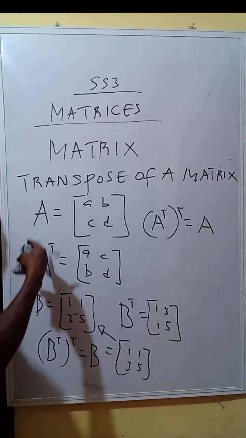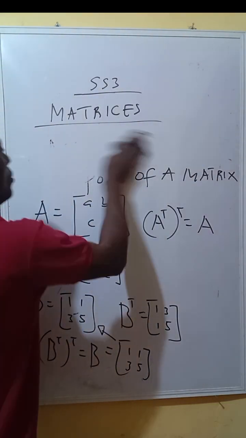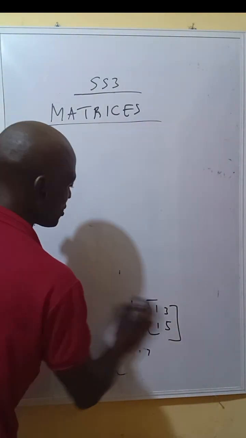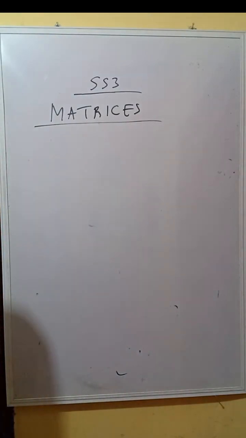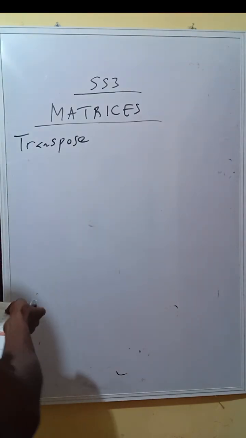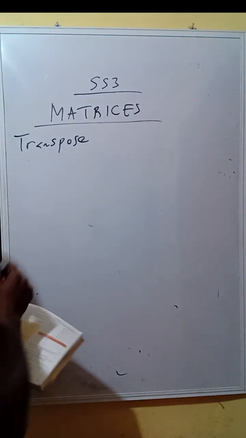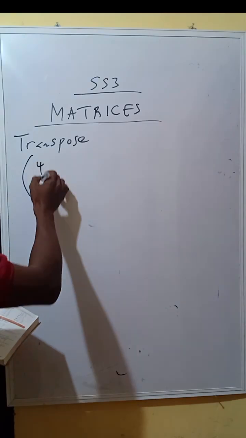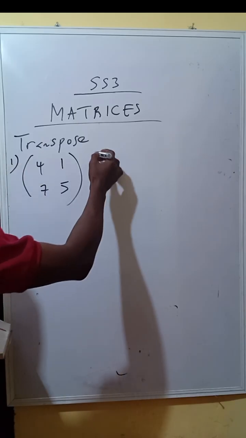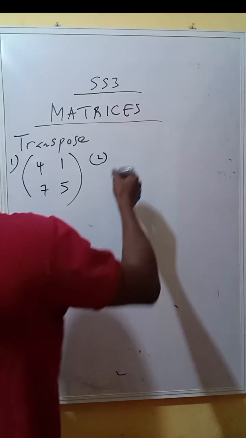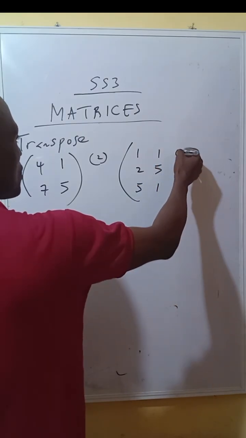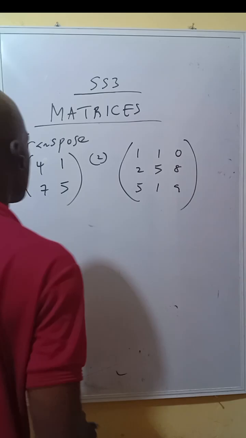So I leave you with this as something to do. You are going to first transpose the following matrices. Don't forget there's another class, the part 2 of this class. We're going to transpose this. I can write the matrix this way: instead of using that bracket, I can use this bracket. Let me give you a 3 by 3 matrix to transpose: 1, 2, 5, 1, 5, 1, 0, 8, and 9. So transpose this matrix.